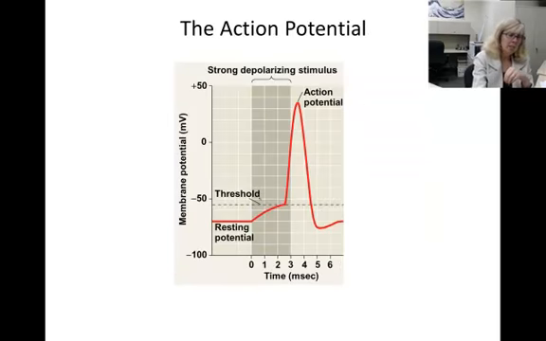A strong depolarizing stimulus that causes the inside of the membrane to depolarize can sometimes make it depolarize up to a level called threshold. At this threshold level, a cascade of changes causes a spike of depolarization and then repolarization that lasts just a few milliseconds, and this increase and then decrease is the action potential.